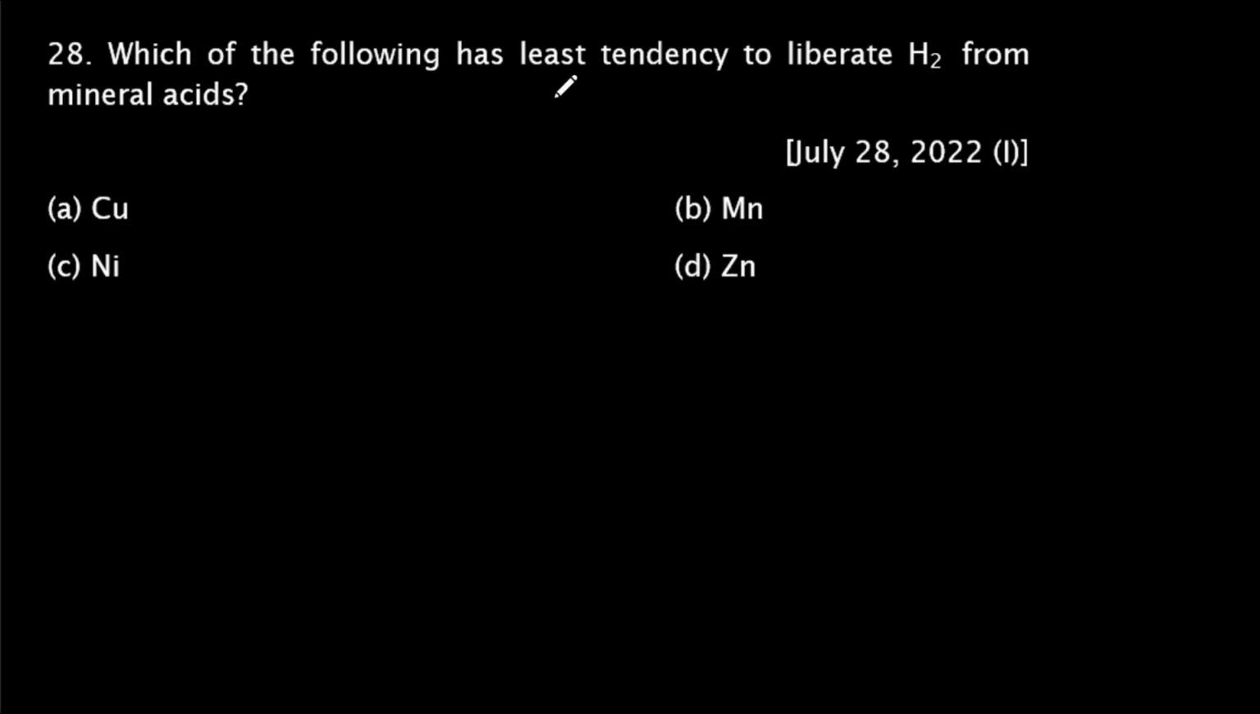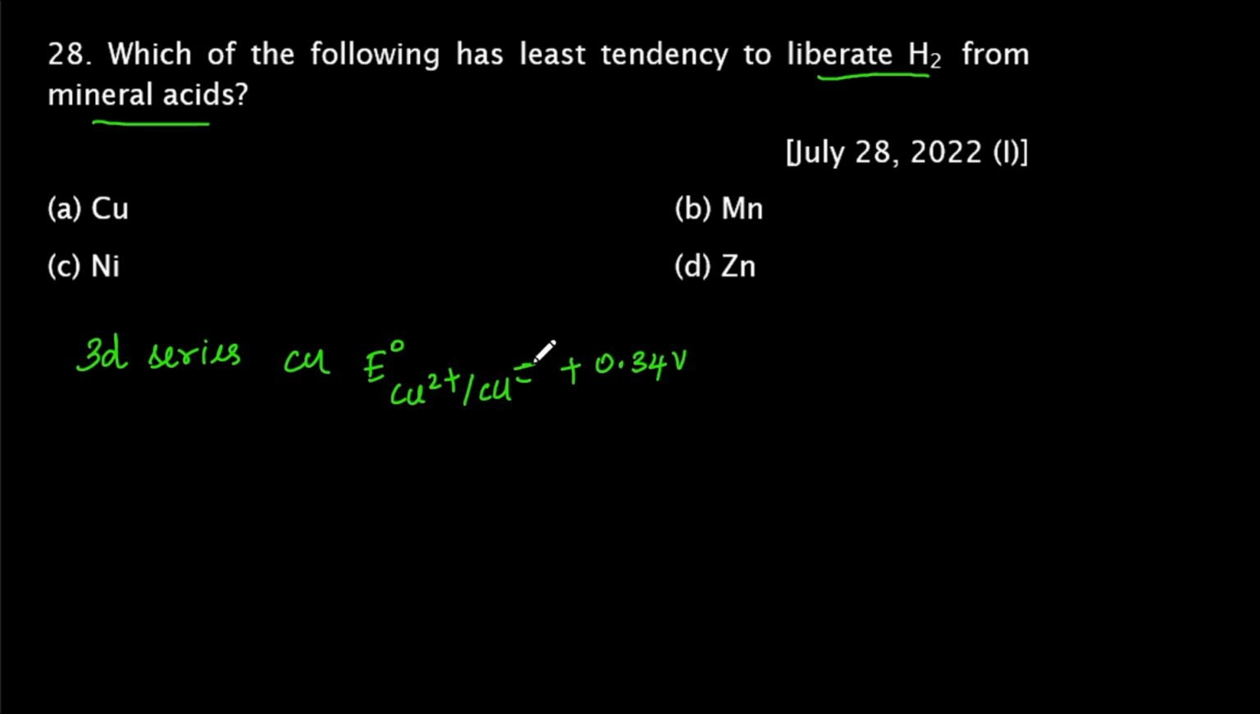Which of the following has the least tendency to liberate H2 from mineral acids? The given options are copper, nickel, manganese, zinc. In the 3d series, copper has an electrode potential value of +0.34 volt. It has a positive electrode potential, so it cannot liberate H2 from mineral acids. In the reactivity series also, copper lies below hydrogen, so it cannot displace hydrogen gas from the mineral acid. So option A, copper, is correct.